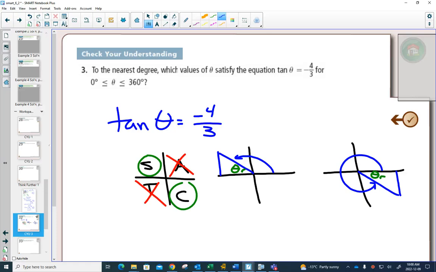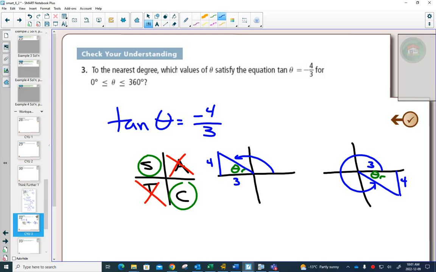So what I'm going to do now is label my opposite side of 4, my adjacent side of 3, same thing on this triangle. And by some multiple, like it could have been 8 and 6, because that would still reduce to 4/3. But for the most part, whatever numbers we give, that's what we label our triangle as. And now you've made a triangle. In that triangle, the only angle is your reference angle. So what we need to do in grade 11 is find that reference angle.